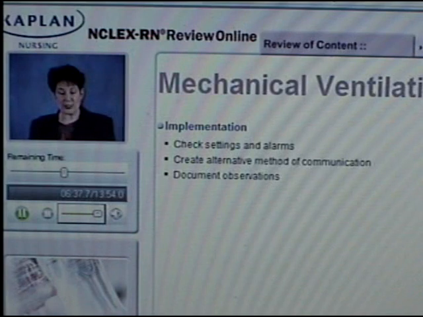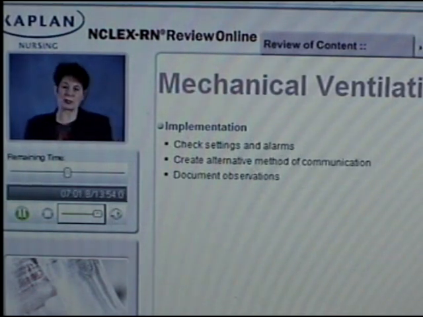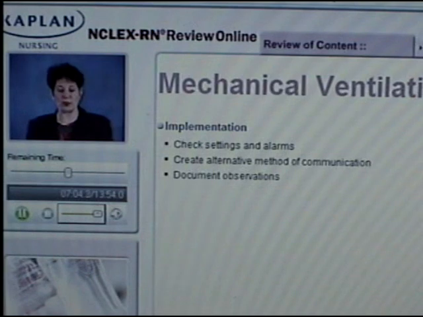Okay, patients that are on mechanical ventilation, one of the other things also is we do want to check settings and check alarms, and these should be set so that if something does go wrong, you will be notified of it. But patients on mechanical ventilation no longer can speak, so you will need to establish a different way for them to communicate with you. Could be paper and pencil, could be a magic slate or some kind of board to write on, but you need to make sure and establish some way that they can communicate with you, because they can't talk.